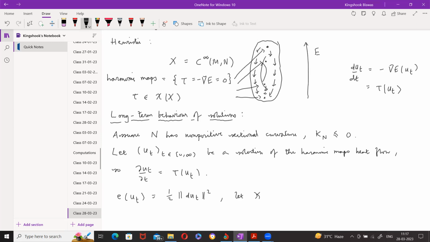Okay. And we'll define another function, kappa of u_t. This is half the norm squared of ∂u_t/∂t. Okay. So this is also equal to, since u_t is a solution of the heat flow, half the norm of the tension field squared.